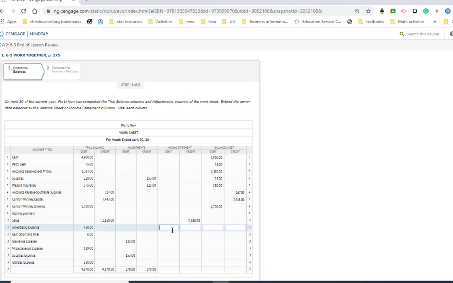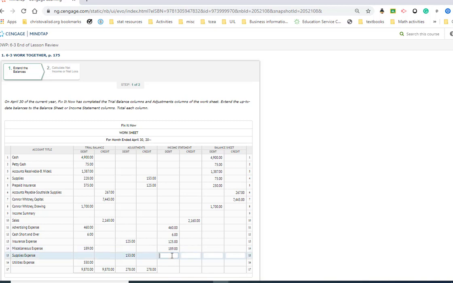We are going to pull over the advertising expense, $460. We're going to pull over our cash and shorten over. We are going to pull over, oh, wait a minute, we don't have any number there. We have to pull over the adjustment. So you would add these two numbers if they're in the same column. So that would be 125. And miscellaneous expense, we're going to slide over.